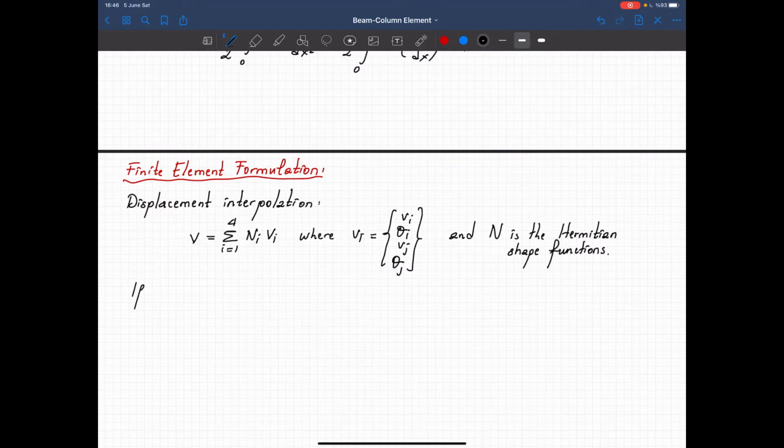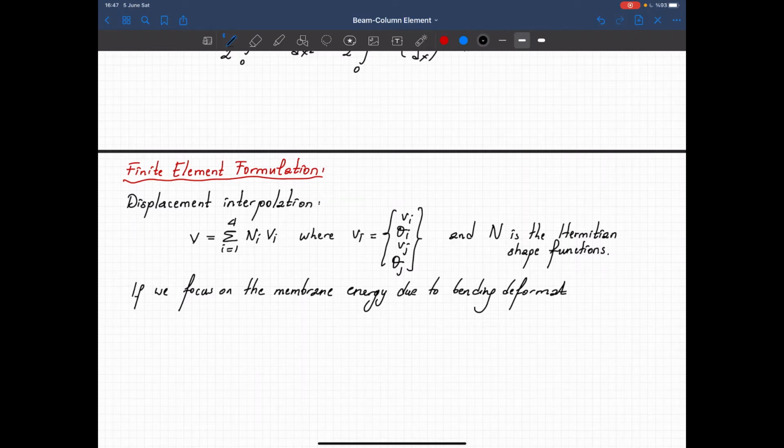Now, if we focus on the membrane energy due to bending deformation, we have the following: U_m is equal to the integral from 0 to L of 1/2 P times (dV/dx) squared dx.